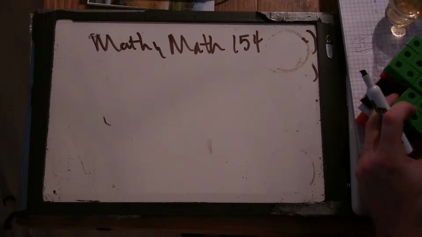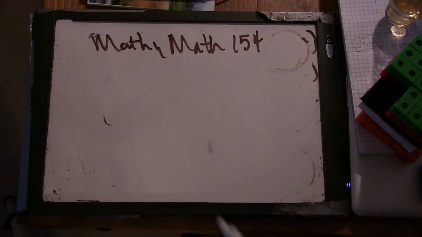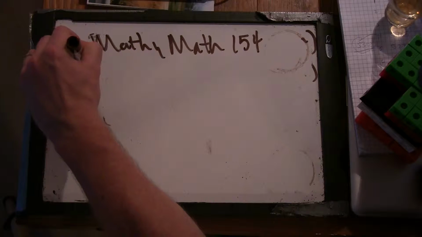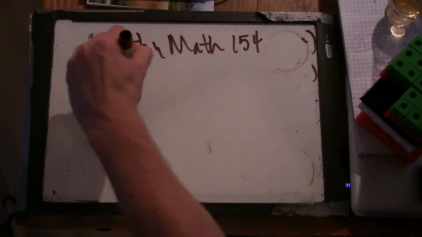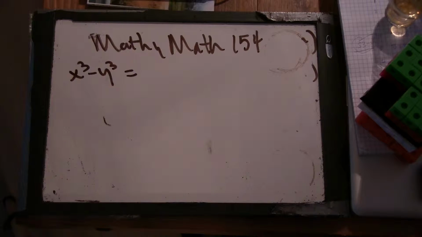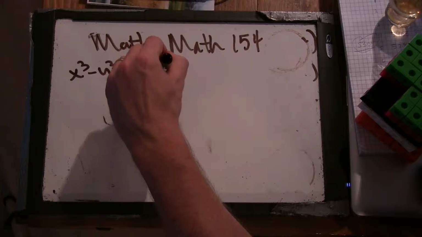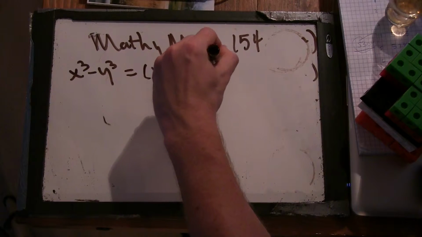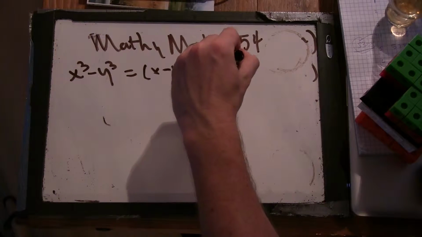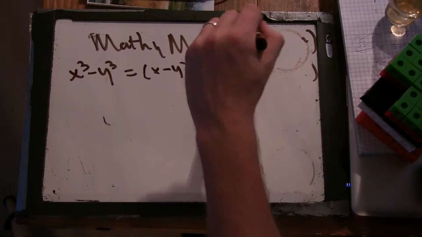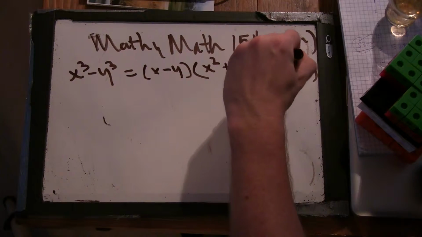MathyMath number 154. So this morning we looked at x cubed minus 1, and tonight we're going to look at x cubed minus y cubed. Is that something you also looked at this morning? Yeah. Okay, so how does this factor? This is x minus y times x squared plus xy plus y squared.